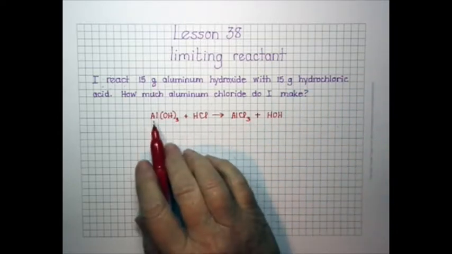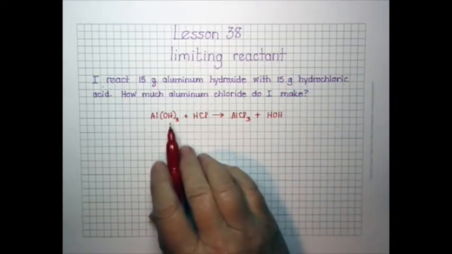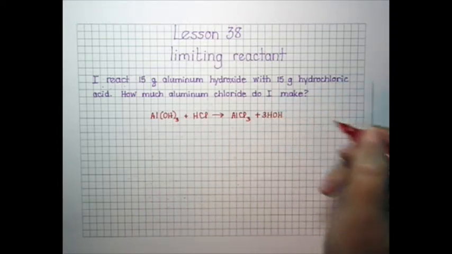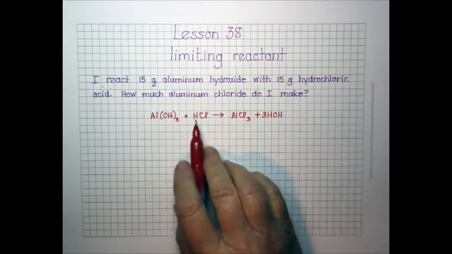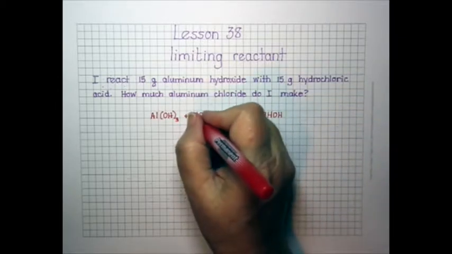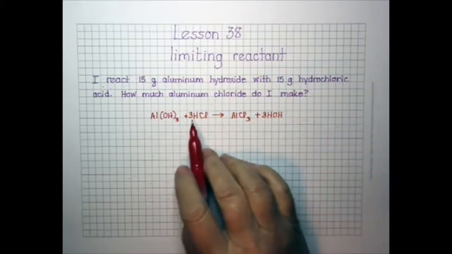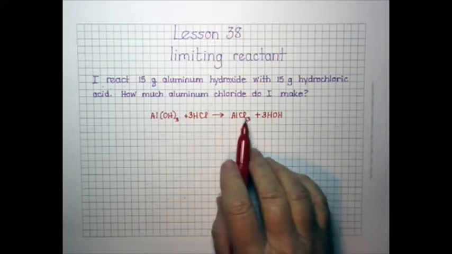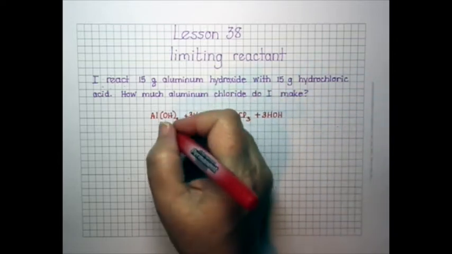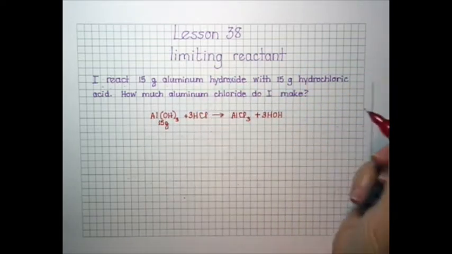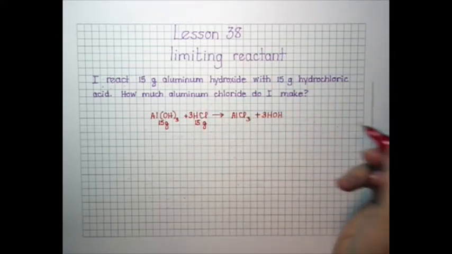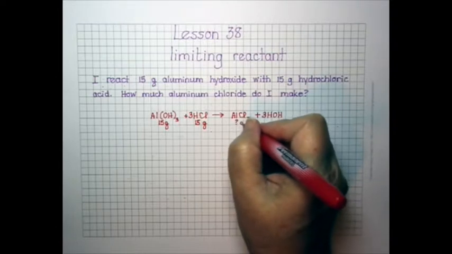Alright, is it balanced? 1 aluminum, 1 aluminum. 3 hydroxides, 1 hydroxide. So we'll have to increase that to 3. 1 hydrogen that is not hydroxide, 3 hydrogens that are not hydroxide. We're going to have to increase that, which is good because that then gives us 3 chlorines, 3 chlorines, and there we go. Alright, we know that we have 15 grams of this stuff, and we know that we have 15 grams of this stuff, and we want to know how much of this stuff we have.